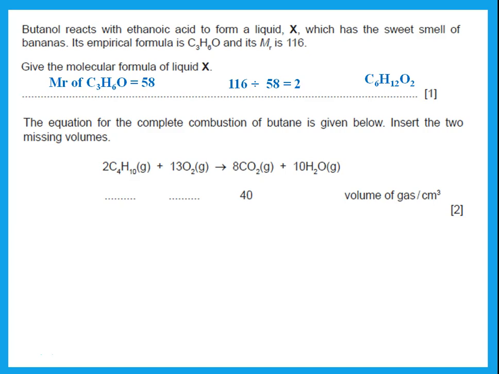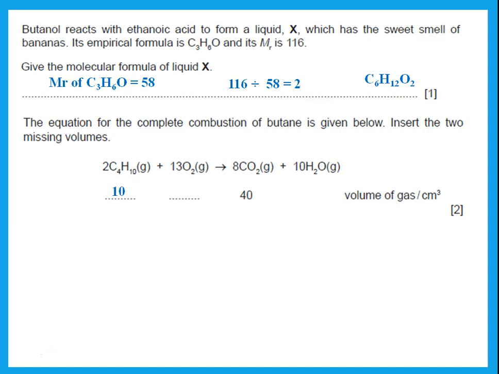Insert the 2 missing volumes. Remember, we said we can relate directly using the equation if we have volume of gases. So he says that the volume of CO2 is 40 centimeter cubed. Now from the equation, 2 of C4H10 gives 8 of CO2. So how much will give 40? That comes out to be 10.